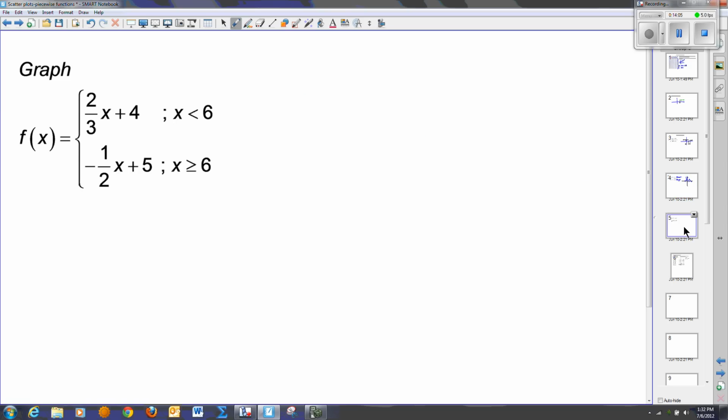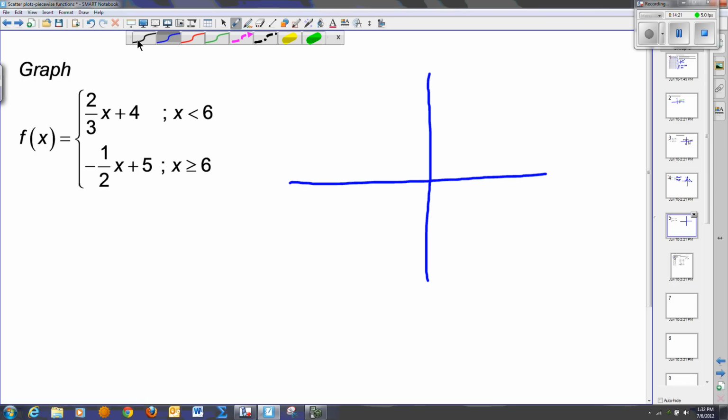Let's move to the next level of difficulty. Now I have 2 linear equations. I don't know if this is any more difficult or not, because all we're doing now is graphing 2 equations. So here's my xy axis once again. And I need to graph these 2 equations when x is less than 6 and when x is greater than 6. So just like last time, I need to know what the y value is when x is equal to 6 in my top equation and my bottom equation. So in order to do that, I'm going to plug 6 in.